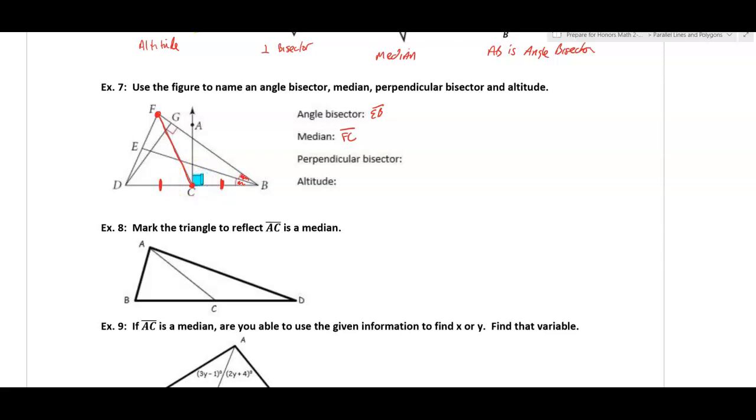Perpendicular bisector, I'm looking for a right angle. Here I see a right angle. Now, C is the midpoint. What segment is perpendicular to it at its midpoint? Perpendicular bisector would be ray CA. In an altitude, I'm looking for another right angle right here. Follow that segment down to the vertex, and DG, you could also name that GD, is an altitude.